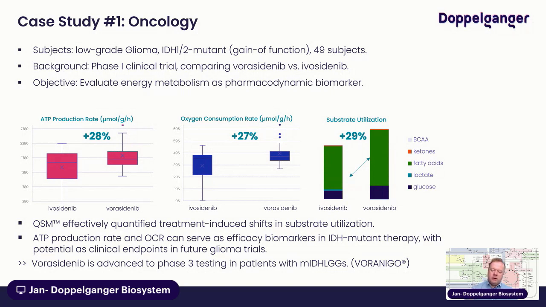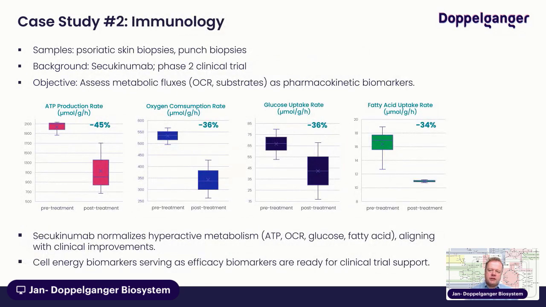And by the way, vorasidenib, the compound which showed a significantly better efficacy here, was advanced to phase 3 testing. In the meantime, the drug has been approved and is sold under the brand name Vorangio. The second study I would like to highlight today is on the immunology side.